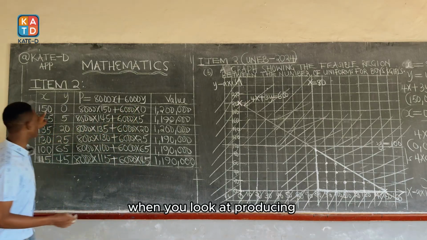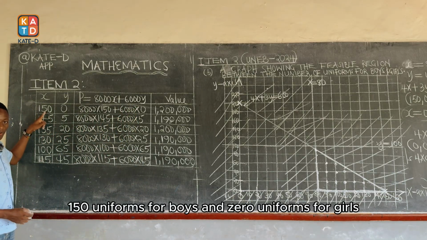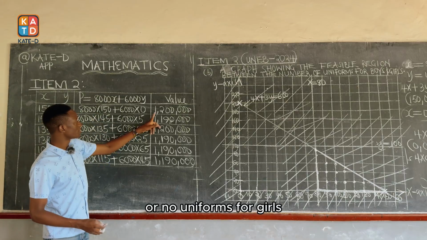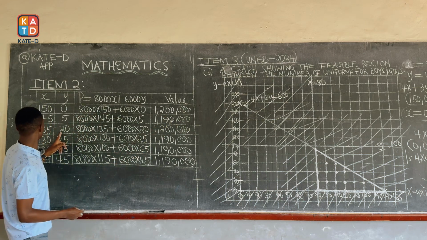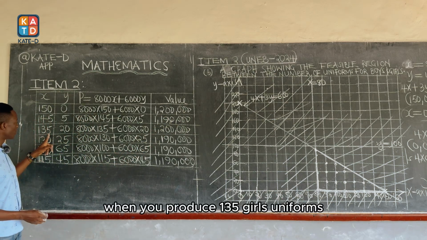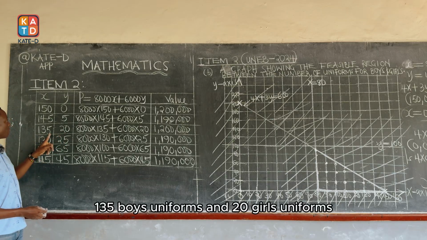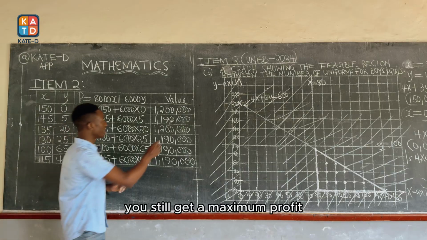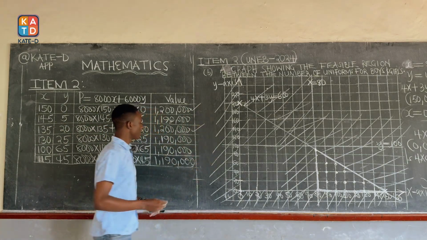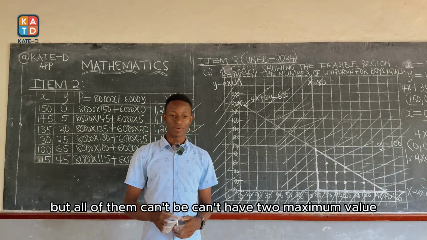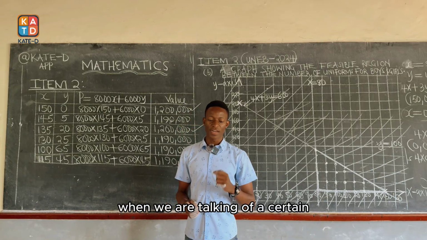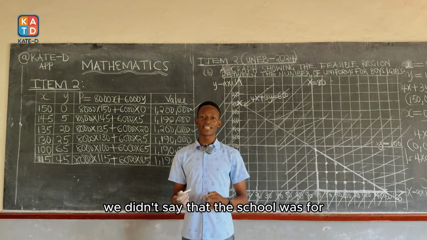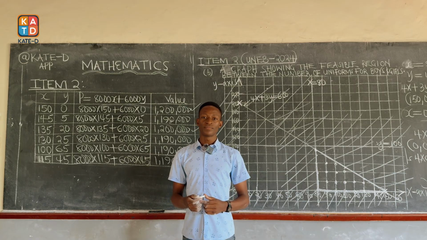When you look at producing 150 uniforms for boys and no uniforms for girls, it will give you a maximum profit of 1,200,000 shillings. Still, when you produce 135 boys uniforms and 20 girls uniforms, you still get a maximum profit. But we can't have two maximum values. So we need to choose the best. The best of this is that when we are talking of the certain school that the tailor is making, we didn't say that the school was a single school.